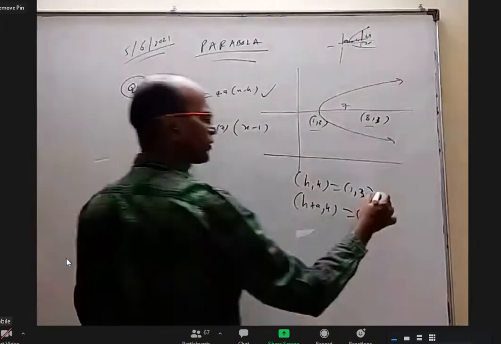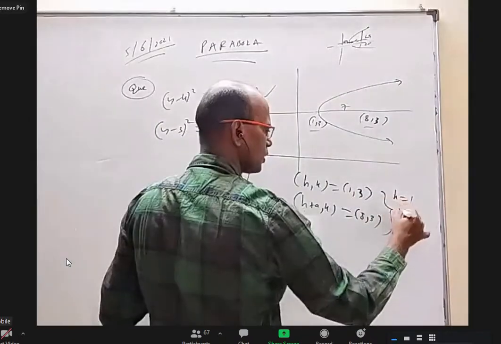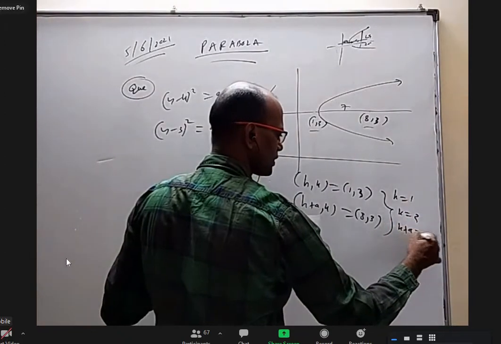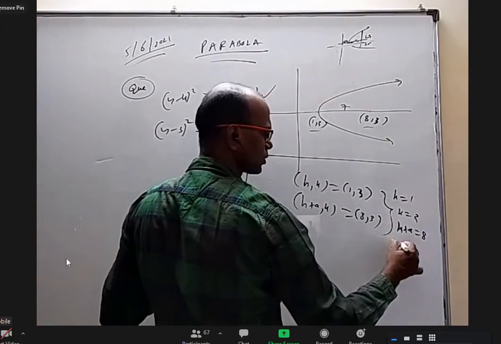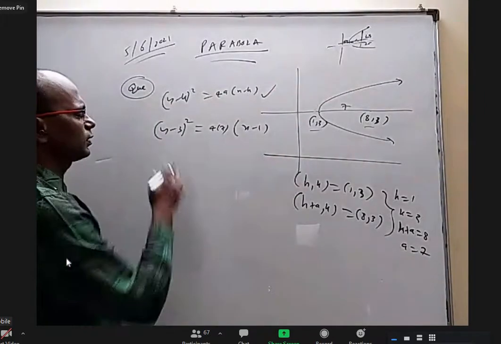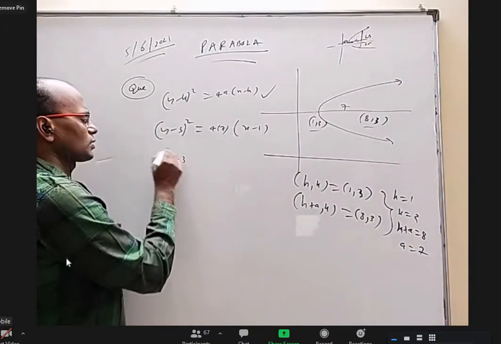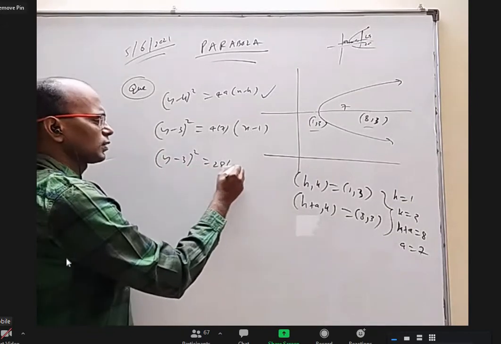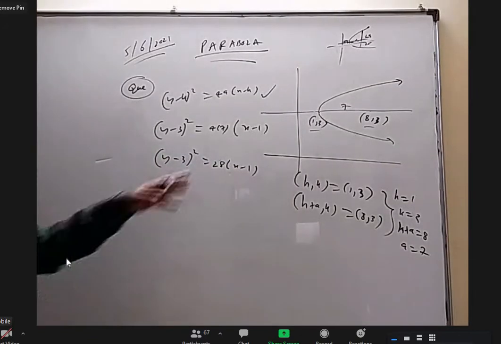And now you write from this that h is equal to 1, k equal to 3, h plus a is equal to 8. By putting h equal to 1, a is equal to 7. Put this in this equation. That's all. Just two more steps extra. But you can tell directly (y minus 3) whole squared equals 28 times (x minus 1). You can expand if you want. You can leave it also.